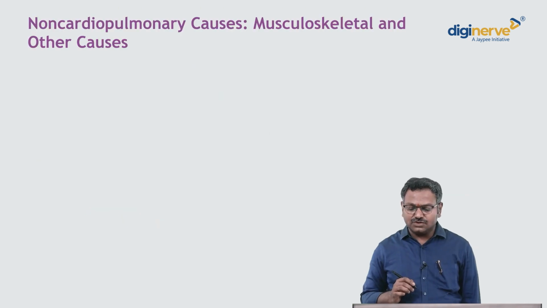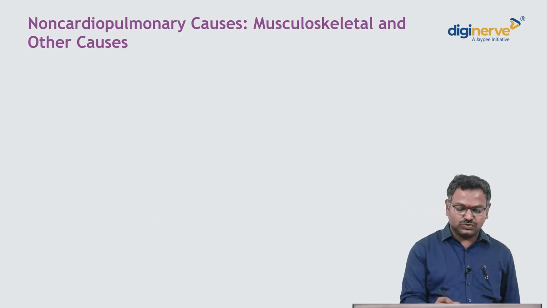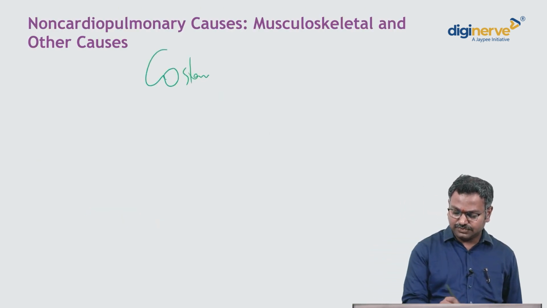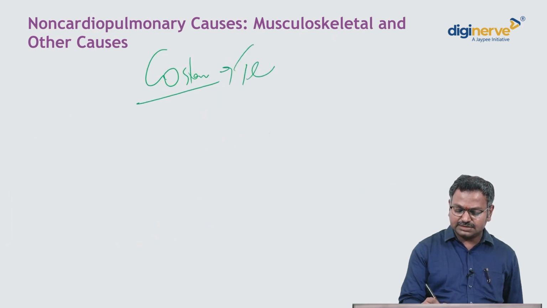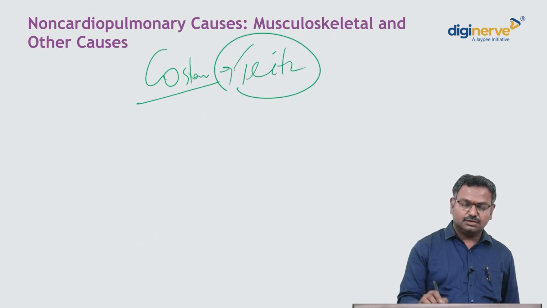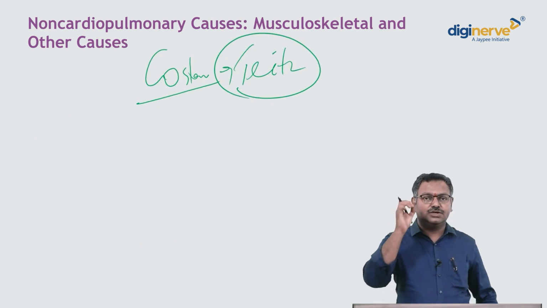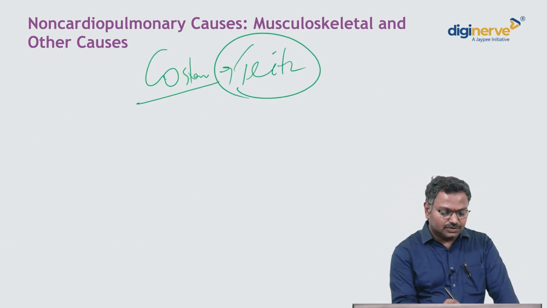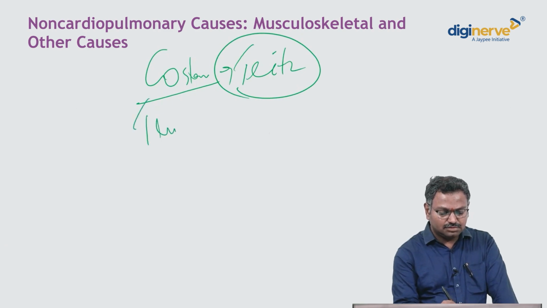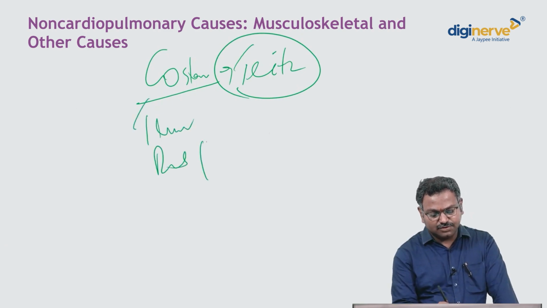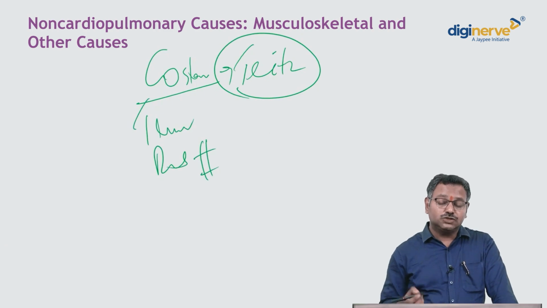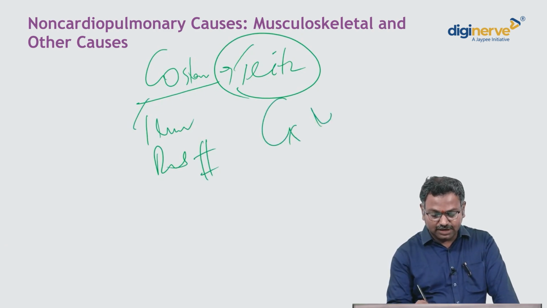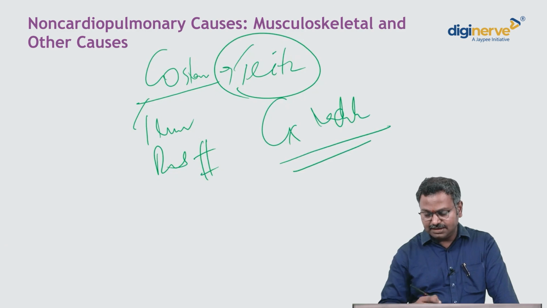Next, coming on to the musculoskeletal pain. You could have costochondritis, what we call Tietz syndrome, where the second and third intercostal spaces have tenderness. You could have trauma; rib fractures can produce that pain. Also, cervical radicular pain can sometimes come there.